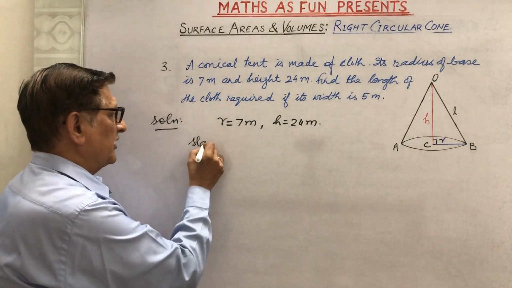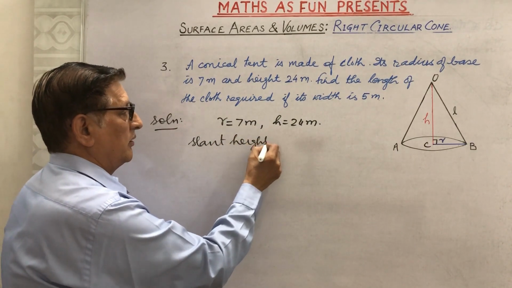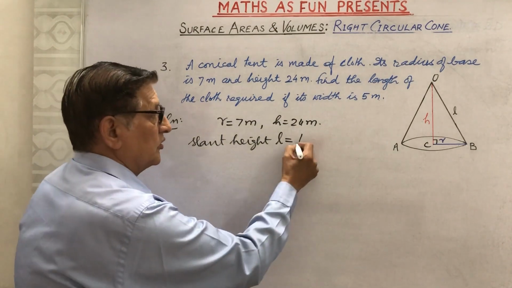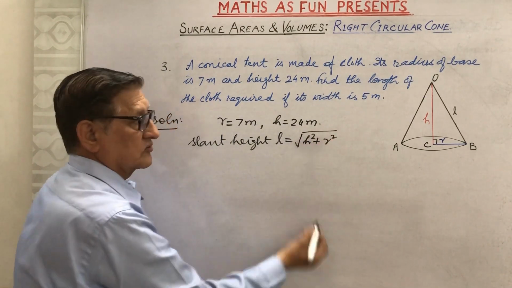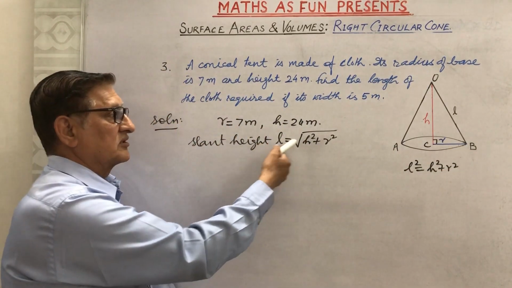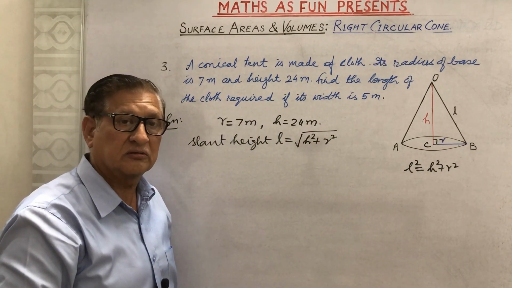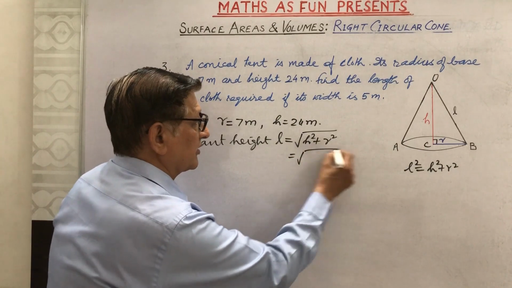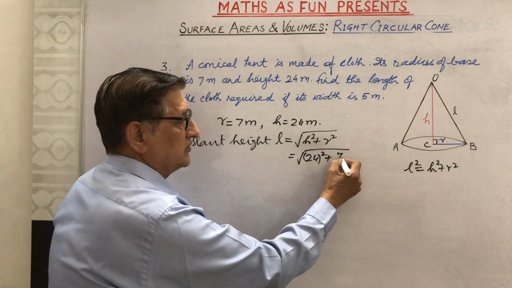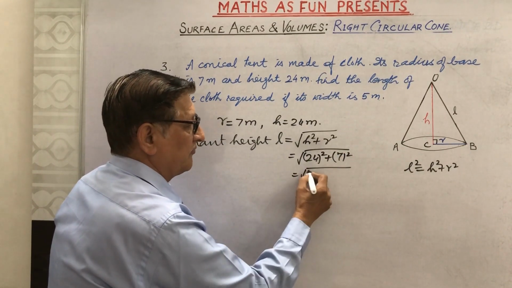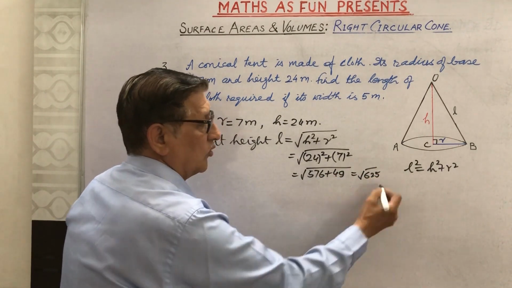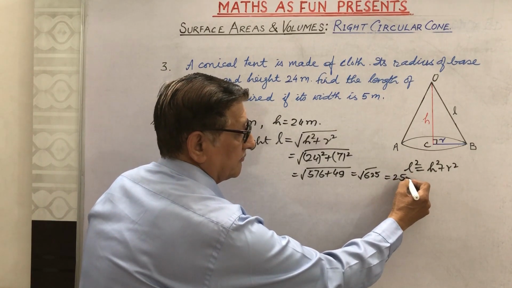So we write slant height L. Of this, we know the formula, that is root of h square plus r square, because we know L square is h square plus r square. So this gives us L is equal to root of h square plus r square. Substituting the value, we get here root of h square means 24 square plus r square means 7 square. This is root of 576 plus 49, that is root of 625, or we can say 25 meters.